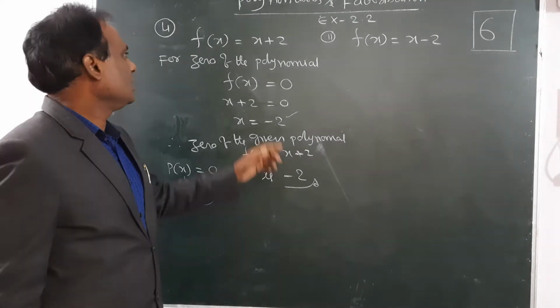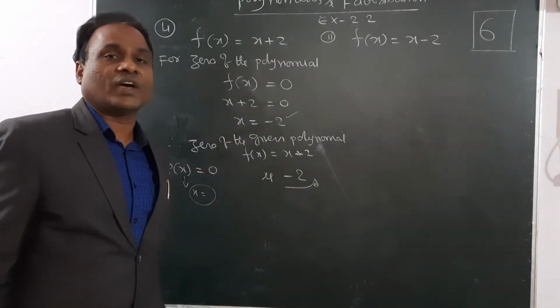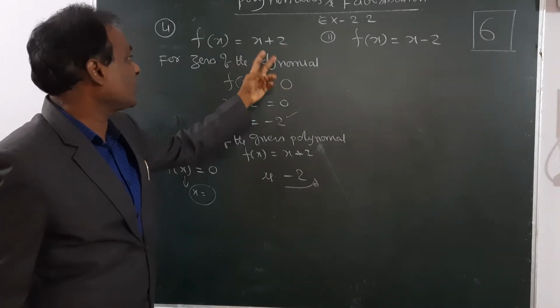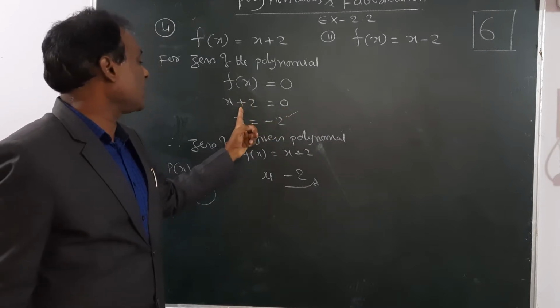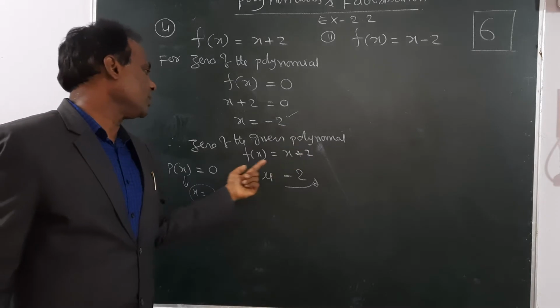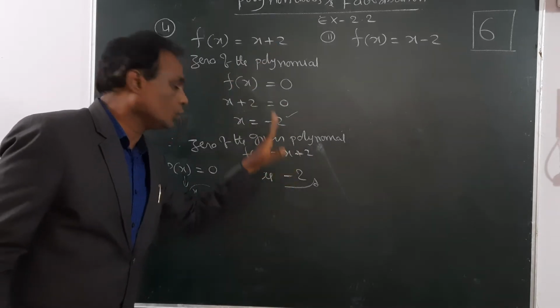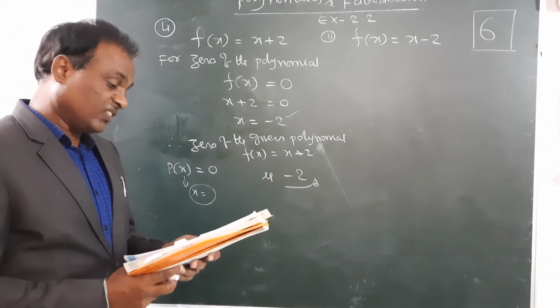Very simple. The polynomial should become 0. Find the corresponding x value. When will f(x) become 0? f(x) means x plus 2. When x plus 2 becomes 0, x is equal to, taking plus 2 to the right side, minus 2. So zero of the given polynomial f(x) is equal to x plus 2 is minus 2. In the same way, complete all the 7 bits.